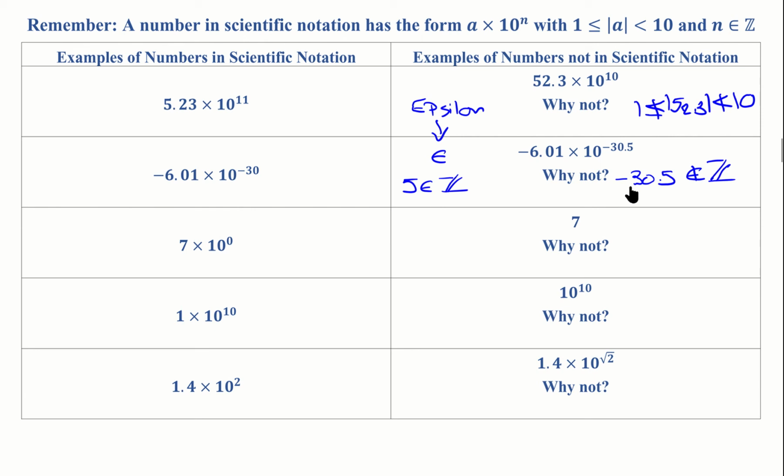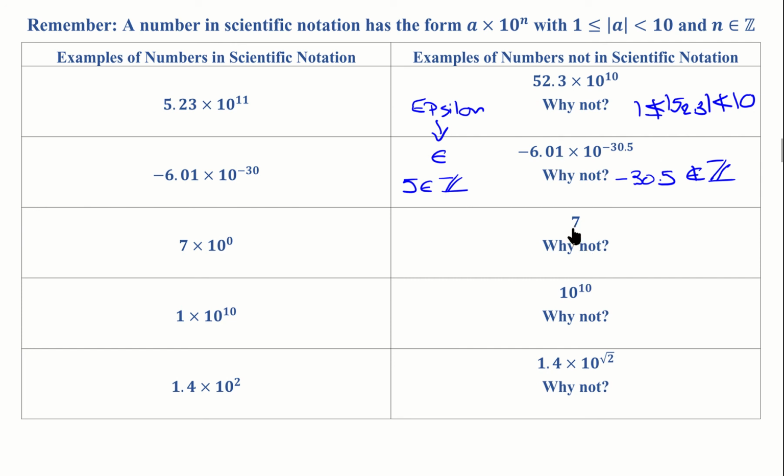So when I put negative 30.5, the epsilon notation with a bar through it, that means it does not belong to the set of integers. And of course it should, if this is supposed to be in scientific notation. So that's why it's not.